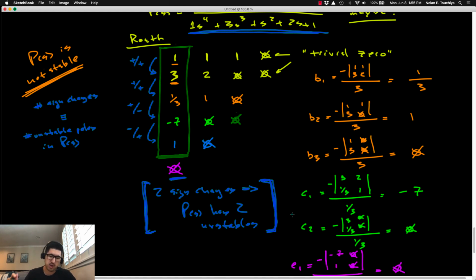So to wrap up this lecture, we're going to look at one example of how to do some actual control design using this Routh stability test.